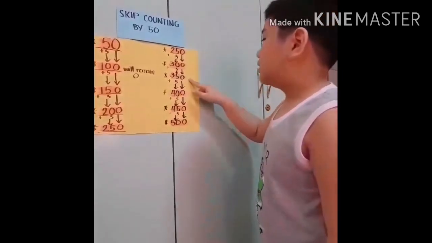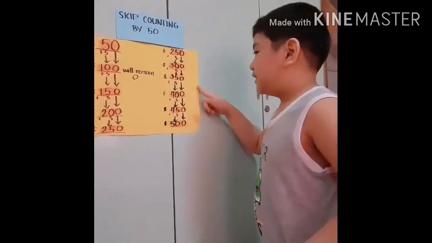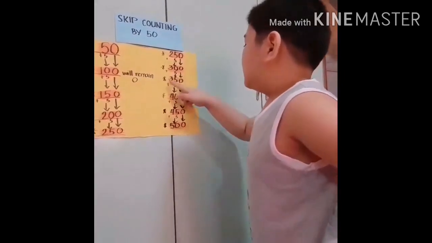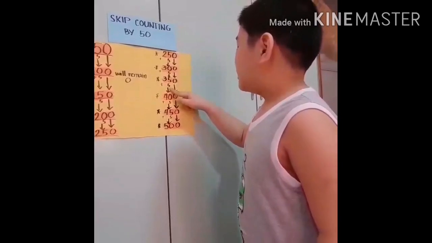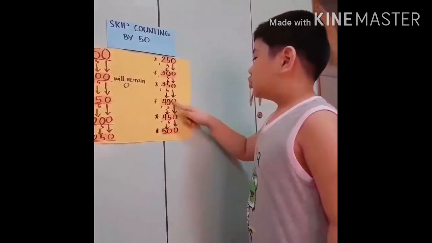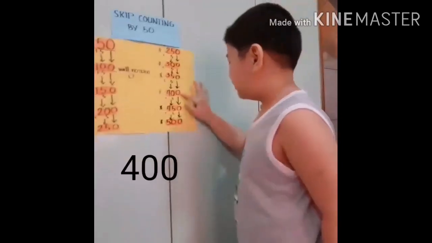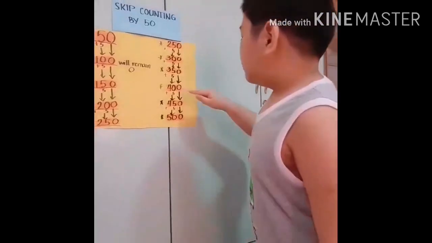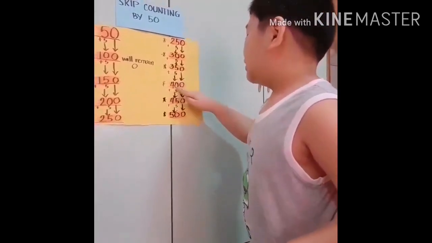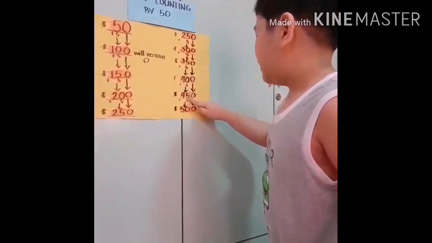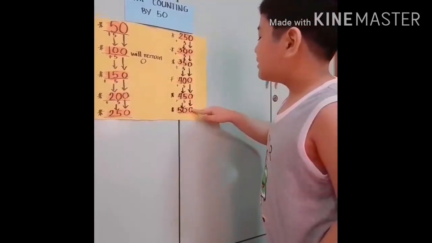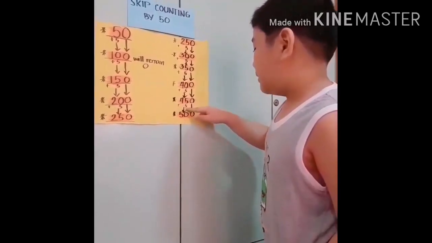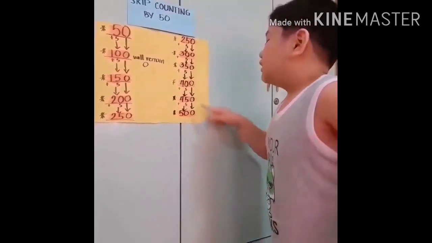so it becomes 350. 0 will remain 0. 35 plus 5 equals 40, so it becomes 400. 0 will remain 0. 40 plus 5 equals 45, so it becomes 450. 0 will remain 0. 45 plus 5 equals 50, so it becomes 500. And so on.